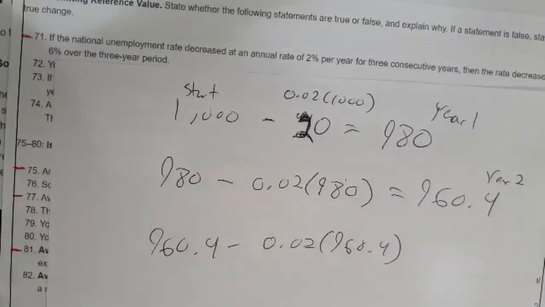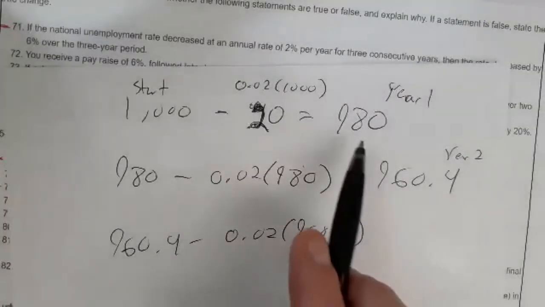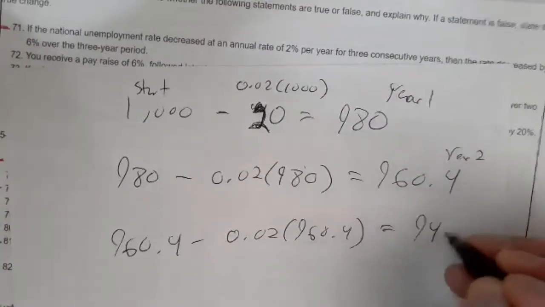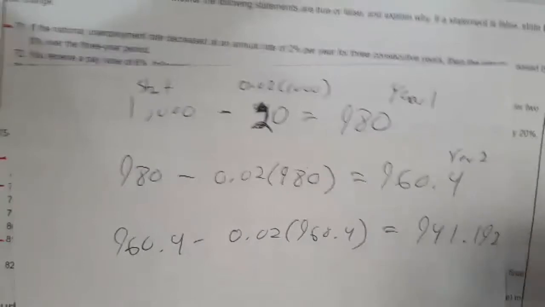The other thing you could do is just do 98% of that thing, right? It's another way. You could do 98% of this, 98% of this, 98% of this, and you're going to get 941.192.